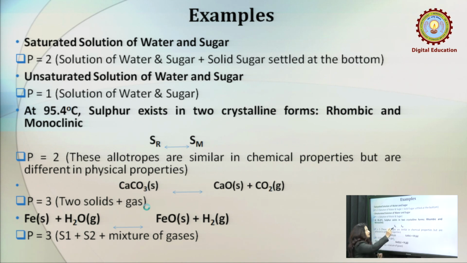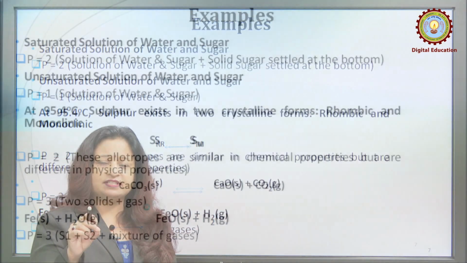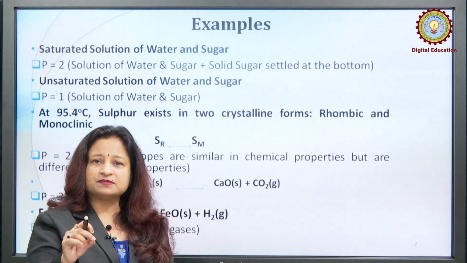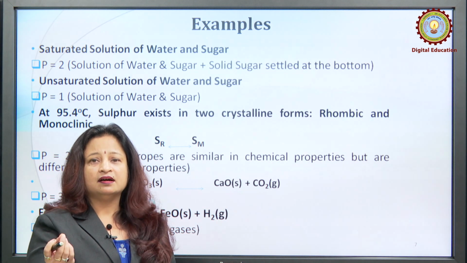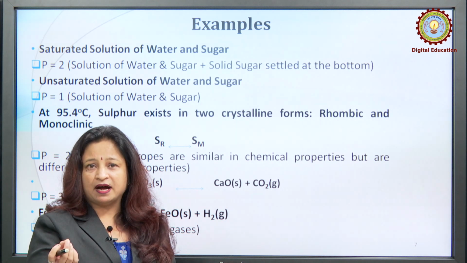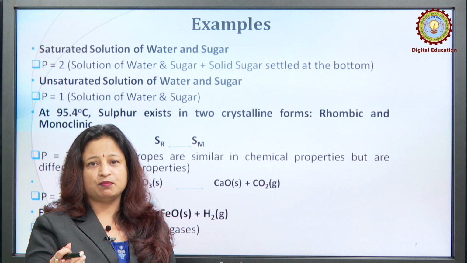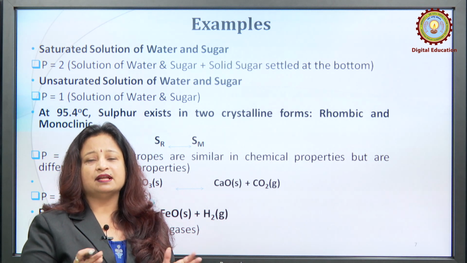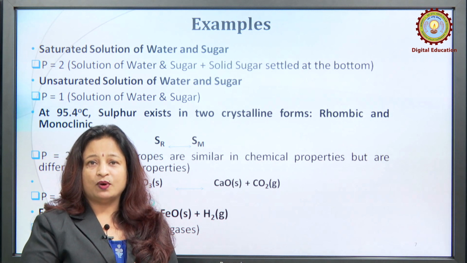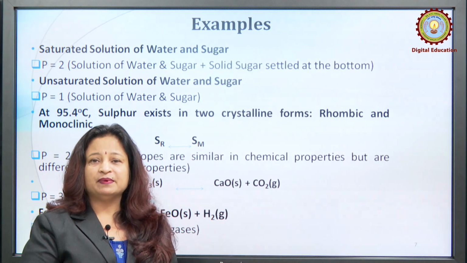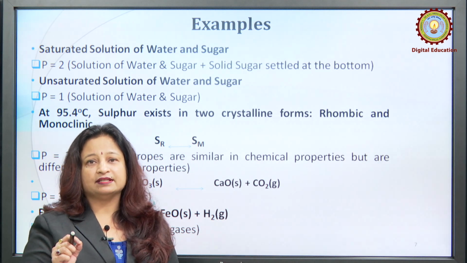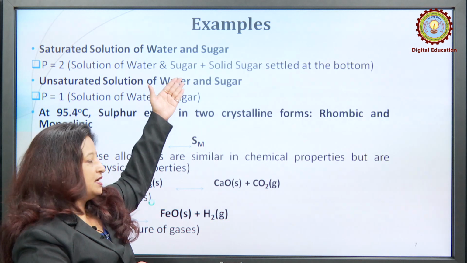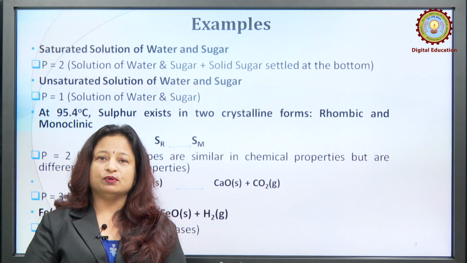So here it has been mentioned solution of water and sugar, because whenever there is a state of saturation, whenever you mix the sugar inside the water, then it stops dissolving and we get an unmixed part of the sugar which settles down at the bottom. So here you can see that the number of phases would be 2. Why? Because solution of water and sugar plus solid sugar settled at the bottom. So in this particular case you can mention P is equal to 2.